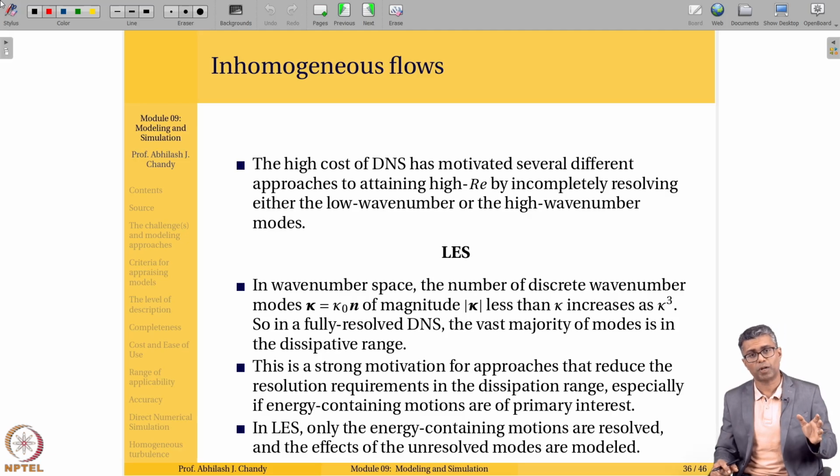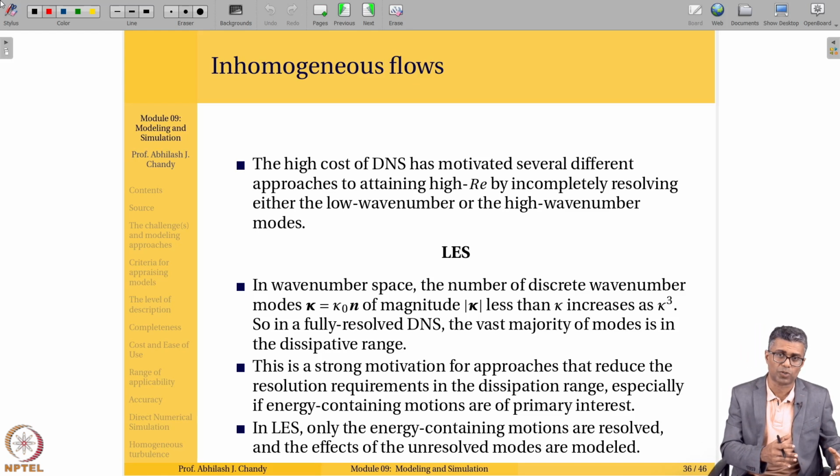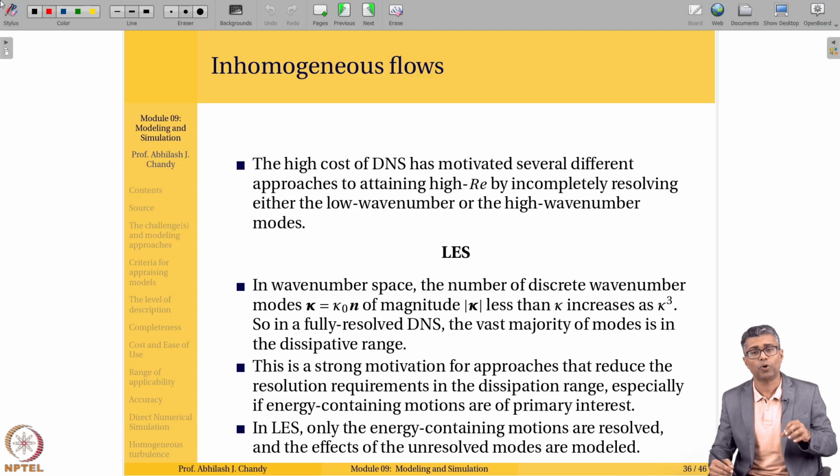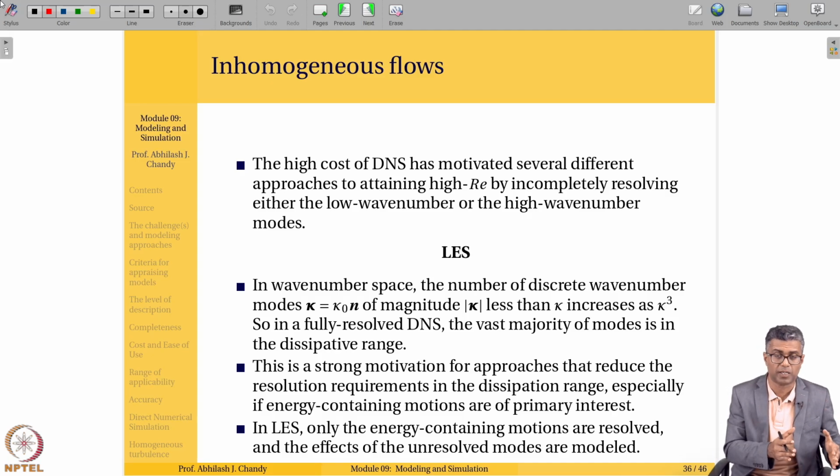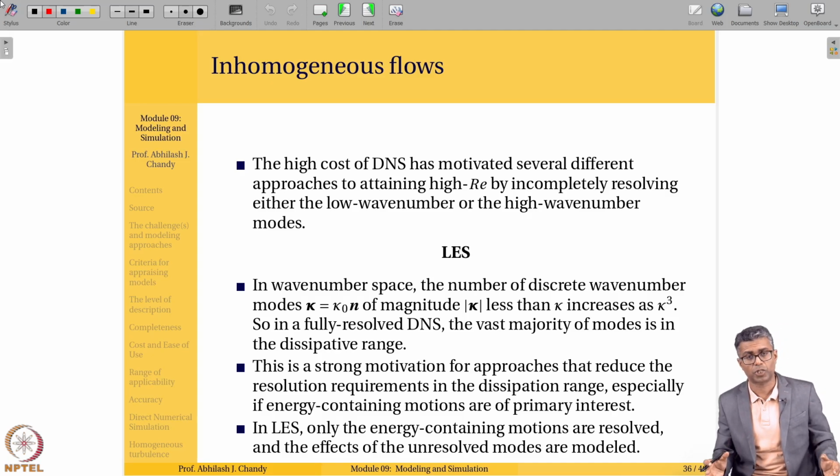So as we were talking about DNS earlier, the high cost is motivated by several approaches because of attaining high Reynolds numbers, right? Since DNS has a very high cost associated with high Reynolds number flows, and it keeps increasing as the Reynolds number is increasing, we have to look for additional approaches where we don't have to spend most of our effort on the scales related to the dissipation range. Maybe we can spend most of our effort where most of the energy is contained, which is the energy containing range, and a little bit in the inertial subrange. So one such approach is LES, and we have discussed that briefly.